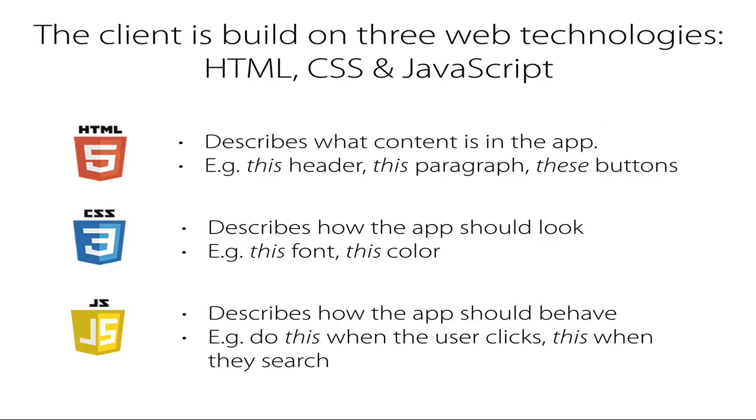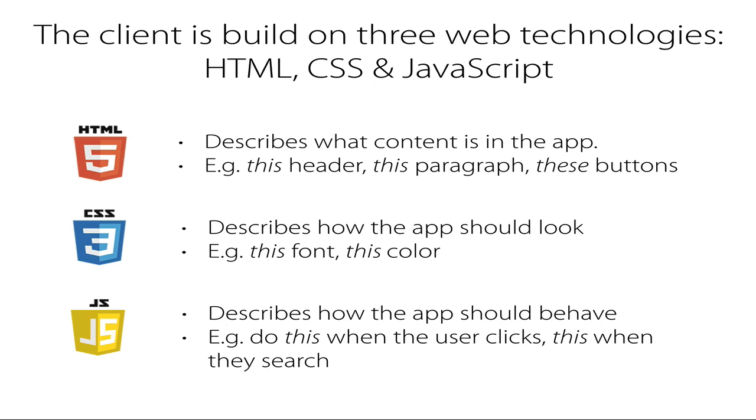Now, the client is built on 3 web technologies. The server part can be built using anything. Clients in the web stack are, well, not always, but for your intents and purposes, always built using these 3 technologies. The HTML, which, as I said, describes what content is in the app, for example, this header, this paragraph, these buttons. The CSS, which describes how the app should look, for example, this font, this color. And the JavaScript, which describes how the app should behave, for example, do this when the user clicks and do this when they search.